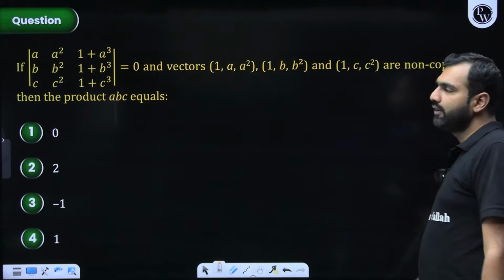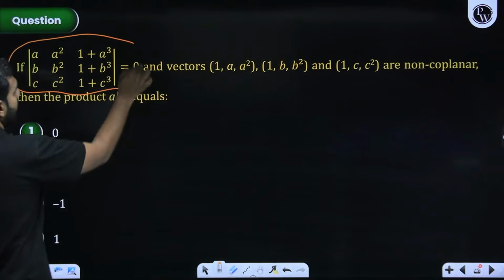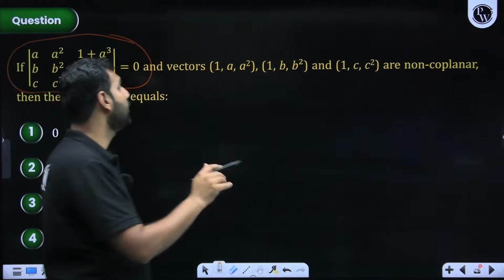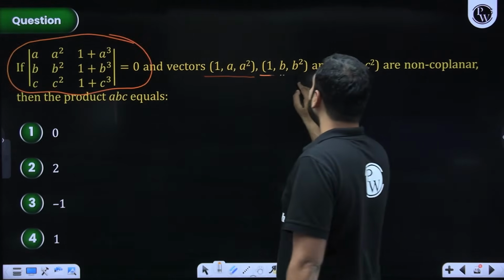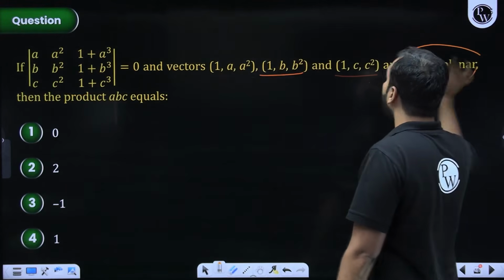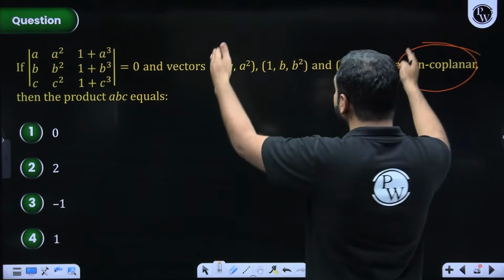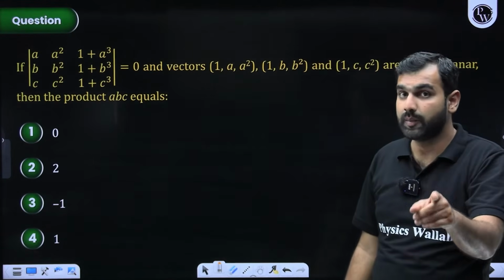Moving ahead, what do we see next? The next question says that this determinant is what you're given. Great, perfect. But we are told 1/a², 1/b², and 1/c² are the three vectors which are non-coplanar. So whenever you see three vectors to be non-coplanar, we know their determinant should be non-zero. That determinant should not be equal to 0.